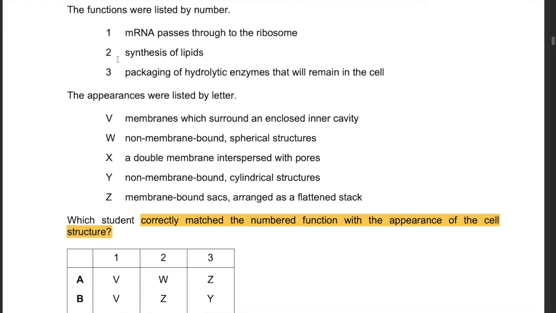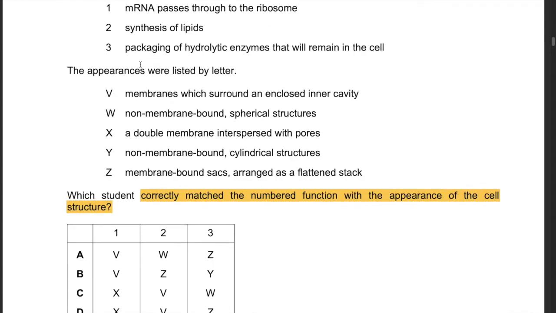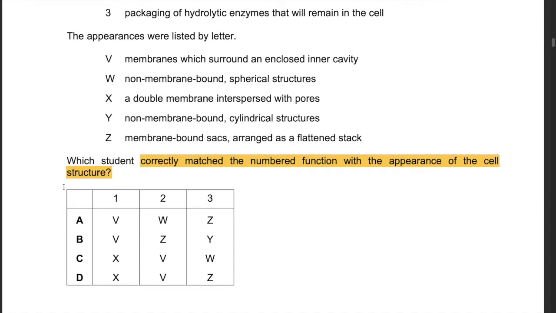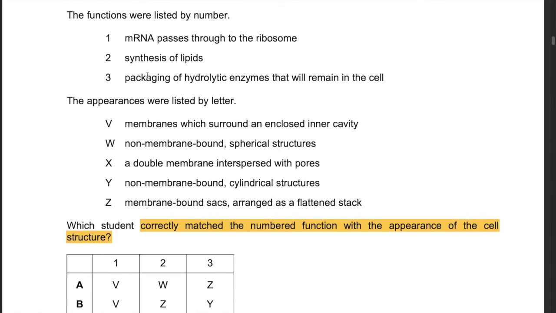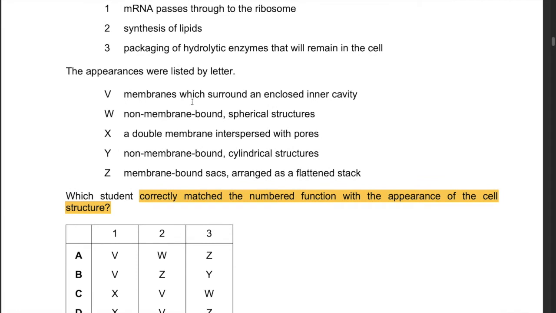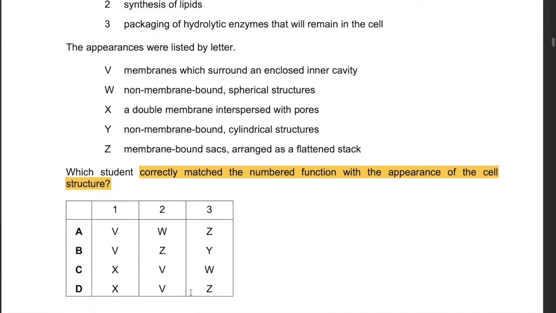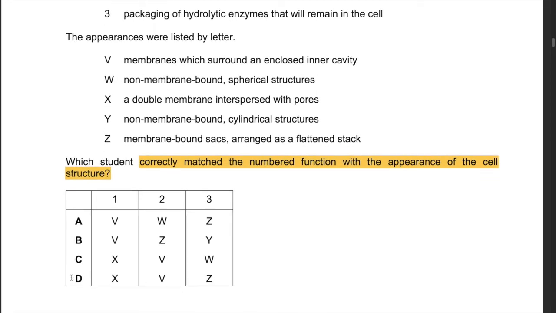If you look at number 2, synthesis of lipids. The best option which represents synthesis of lipids would be membranes which surround an enclosed inner cavity. Therefore, V represents number 2. So both C and D have V as number 2. If you look at number 3, packaging of hydrolytic enzymes that will remain in the cell, this is done by membrane bound sacs arranged as a flattened stack. Therefore, it is Z. The answer is D.